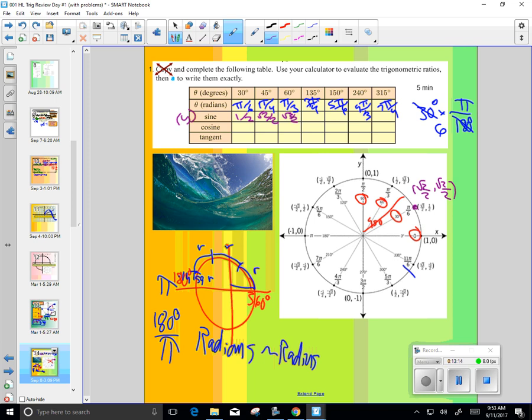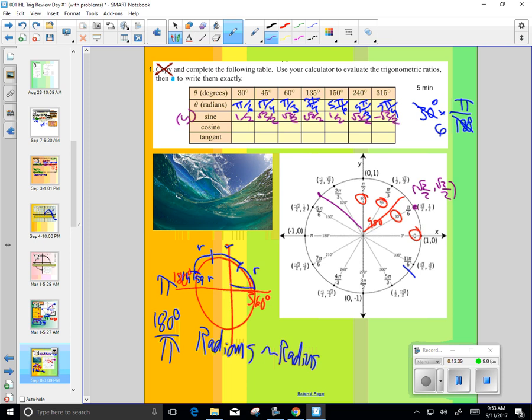135 is in the middle here. That's going to be square root of 2 over 2. That's not negative, though, because we're going up for y. 150, we're still going up 1/2. 240, we're going down, square root of 3 over 2. 315 is going to be down, square root of 2 over 2.